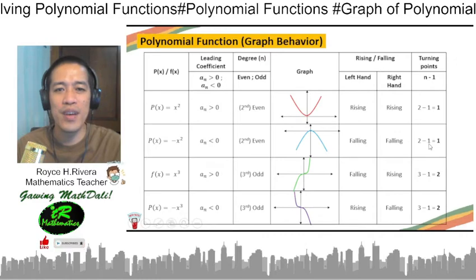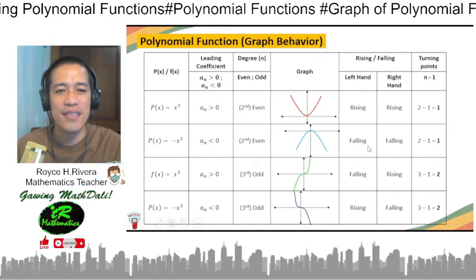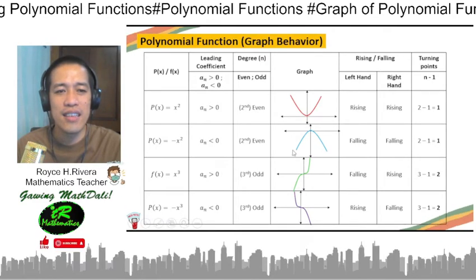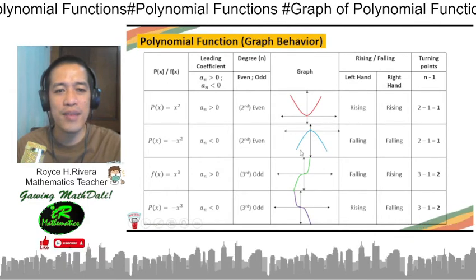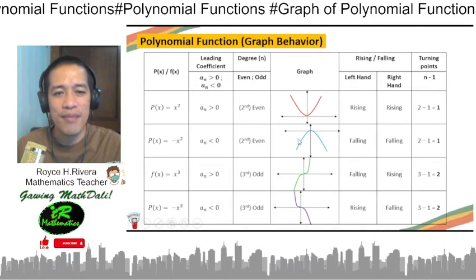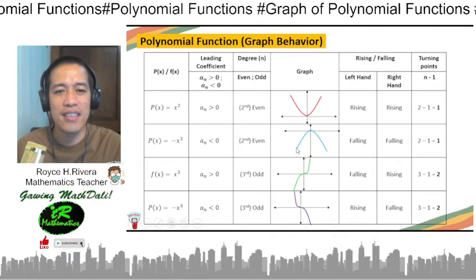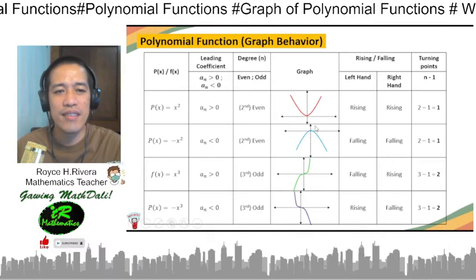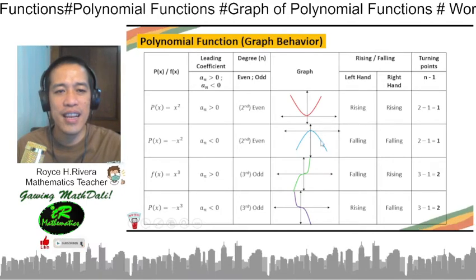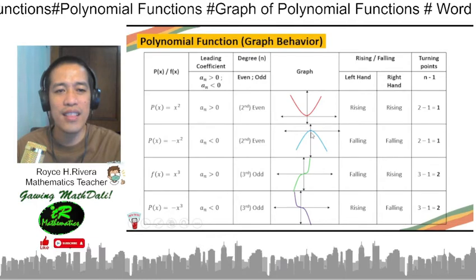2 minus 1 equals 1. So here is the illustration of the graph of the given polynomial p of x equals negative x squared, falling to the left, falling to the right, and it has one turning point.